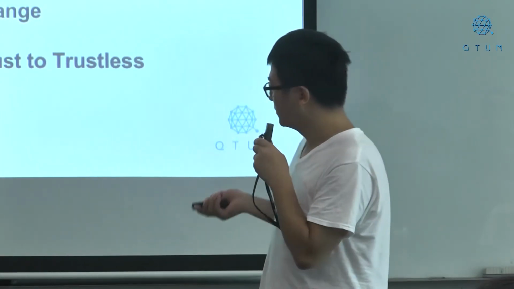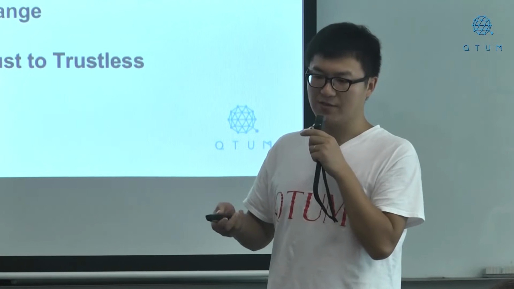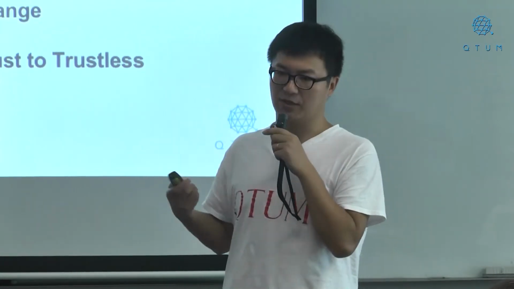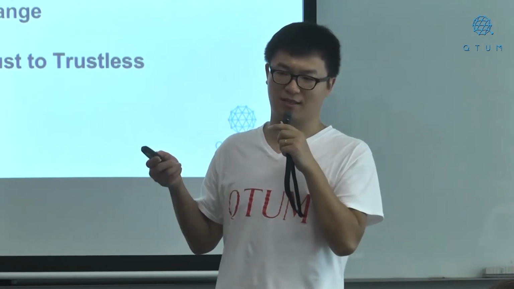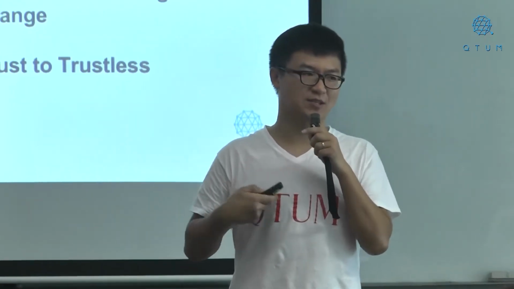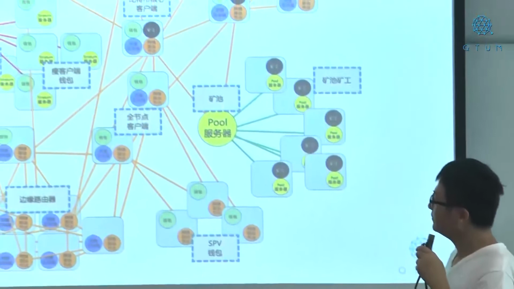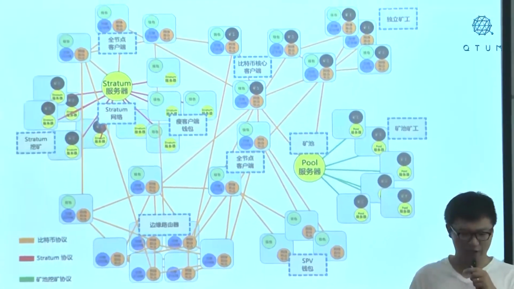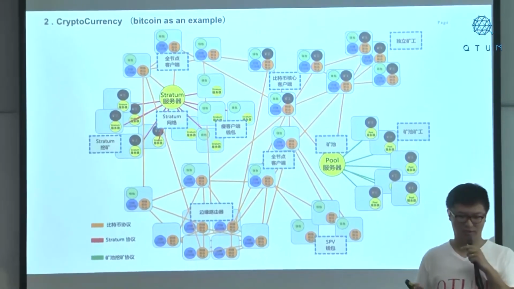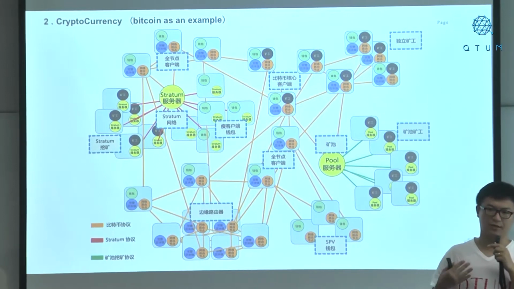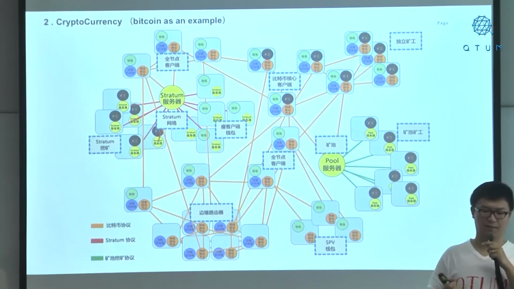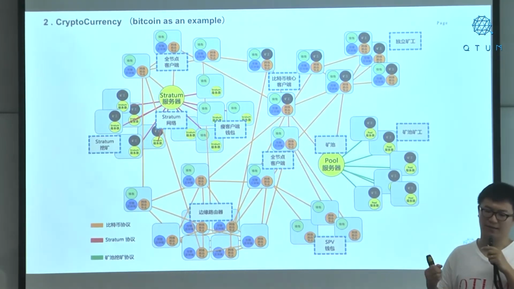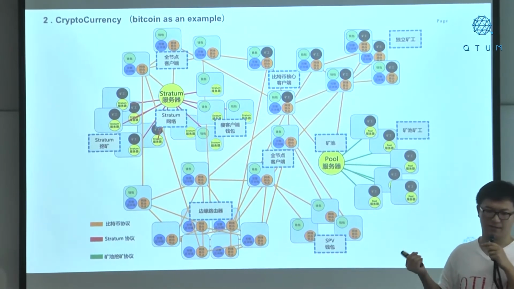So the transparency leads to trustless, and the information symmetry also leads to trustless, because everyone gets the same information, so no one can cheat on the network. Okay, we talked about the general idea of the blockchain. Then for sure we need to talk about cryptocurrency. This is one of the biggest networks, even today. It's the Bitcoin network.